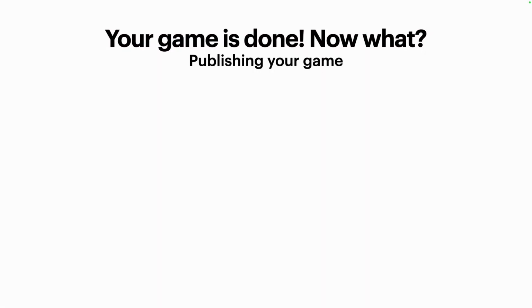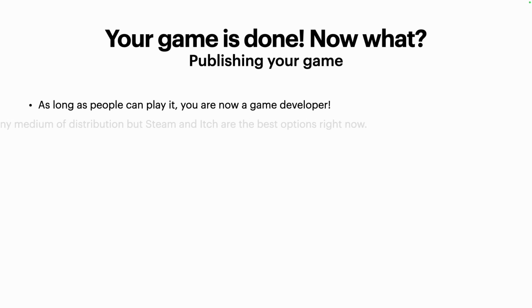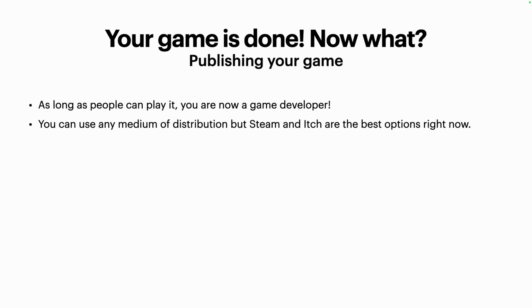The game's done, now what? Let's say hypothetically your game is done. We got to publish it. As long as people can play it, you're now a game developer. Congratulations. You can use any medium of distribution, but I would recommend Steam and itch. They're the best possible options right now.